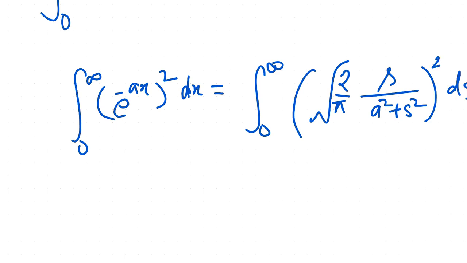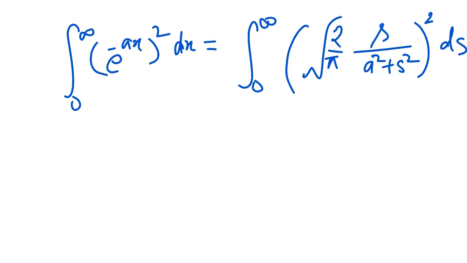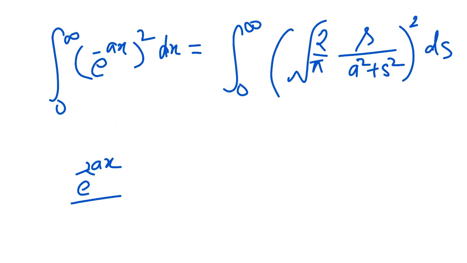It will be the same. Okay. So e to the power minus ax whole square, and we can take it directly, always remember, 1 by 2a is equal to.